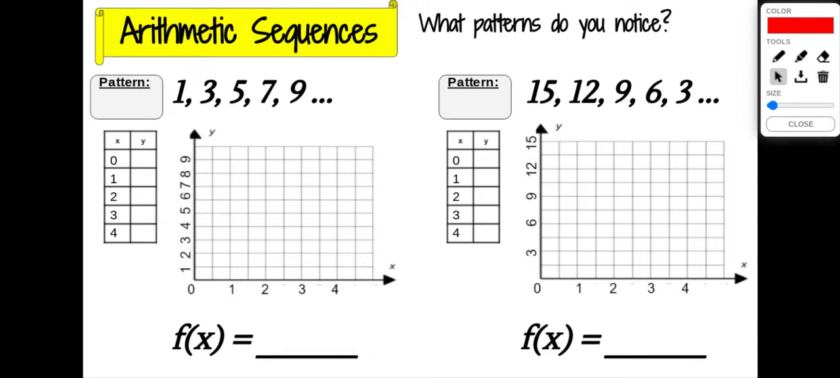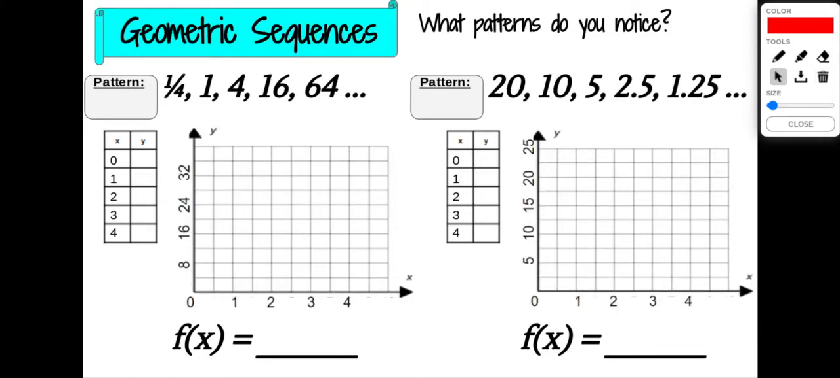Okay, now let's go ahead and explore geometric sequences. All right, so here's our first geometric sequence, 1/4, 1, 4, 16, and 64. What's happening to get to the next number? You're growing, right? It's multiplication though. Do you see how it's a constant times 4, times 4, times 4? The pattern is multiply by 4. In a geometric sequence, you're going to see a multiplicative pattern. So we see multiply by 4.